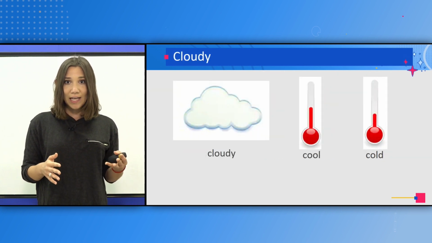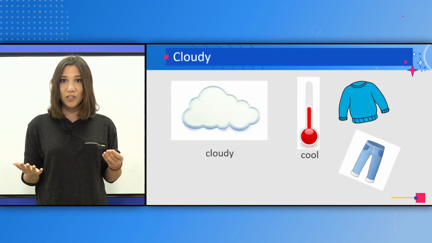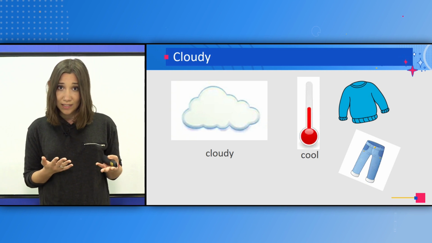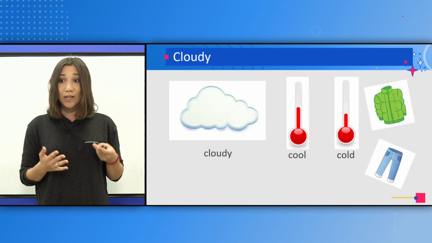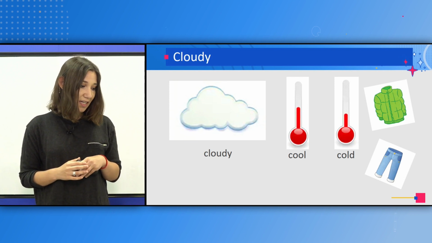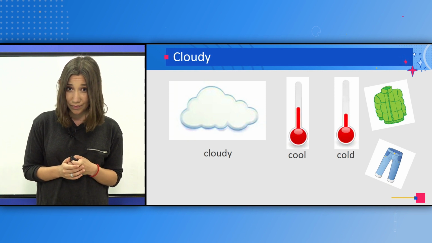Now when it's cloudy, it can be cool or it can be cold. When it's cool, you'll just need a sweater and a pair of jeans. The temperature is maybe around 16 degrees. But when it's cold, you'll want a big coat and jeans. And we would say the temperature is maybe closer to 10 degrees.